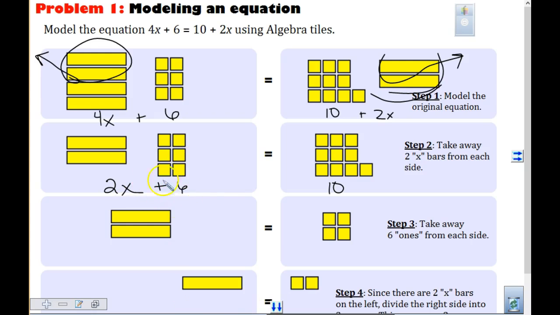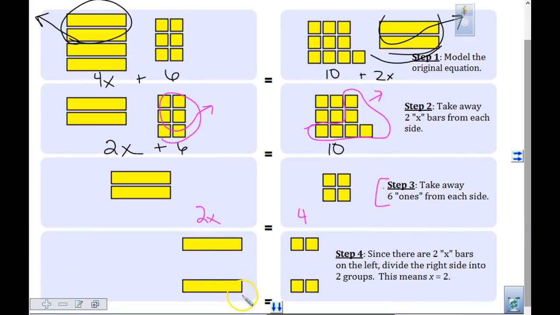So then what do we do? Step 3 says to do what, Olivia? So we're going to take away 6 on both sides. So if we take a look here, we're going to take away 6 of them. And then we're going to remove the 6 on this side too. So we're taking those away. And we get 2x is equal to 4. Which means each x value is how much? Each x is 2, right? Because we can see directly across there are 2 of them for each one.